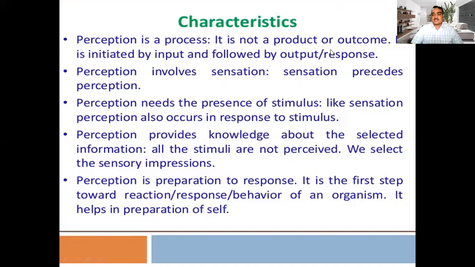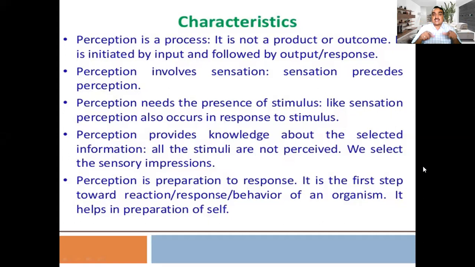So perception is usually, as you know, one of the important processes. It is not a product, it is only a process. It is not a product or outcome. It is initiated by input and followed by an output or a response. So what all does it involve? Perception involves sensation. Sensation is very, very important for perception. Without sensation, no perception will take place. So sensation is like a foundation for perception, I can say. Sensation precedes perception. Without sensation, perception will not be experienced by any one of us.